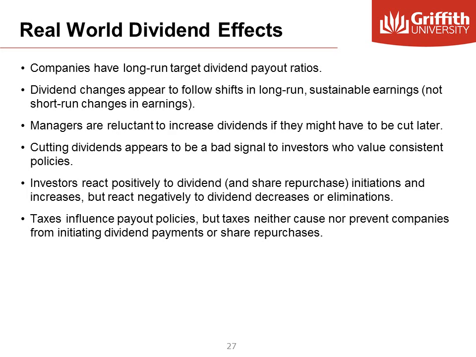Observation on the market suggests that companies have long-run target dividend payout ratios. And companies change their dividends based on changes in the earnings that are sustainable over a long period of time. Managers don't want to increase dividends if they might have to decrease them later. This appears to be a bad signal to investors who value consistent dividend policies.